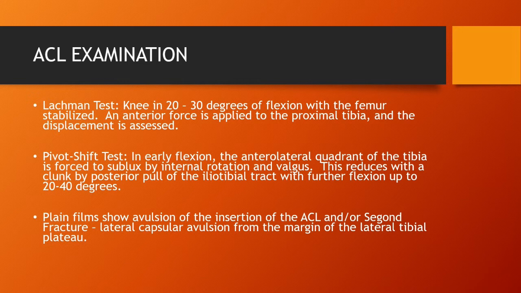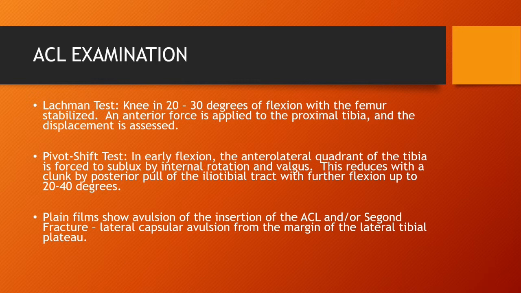With the pivot shift test, this is an interesting test. In early flexion of the knee, when an internal rotation and valgus stress is applied to the knee, the anterolateral quadrant of the tibia will sublux posteriorly.